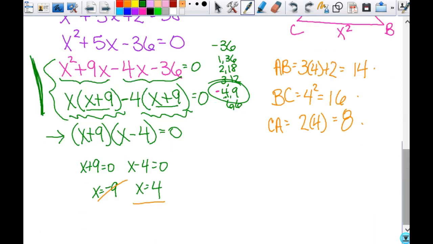But remember, instead of checking all 3 sets of sides, we can just take the smallest 2. So if this is going to make a triangle, then 8 plus 14, I want to see how that is related to 16, right? What's 8 plus 14? 22. And how is 22 related to 16? Greater than 16. So what's your answer? Yes. The answer is yes.